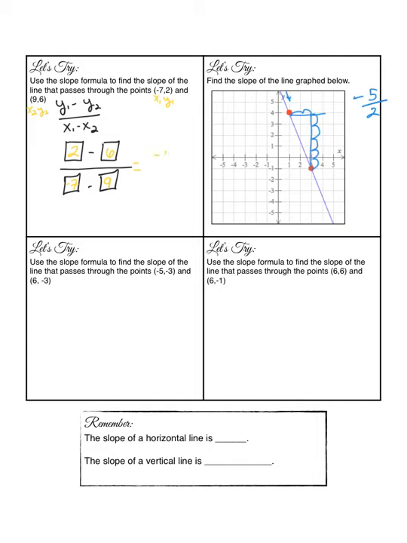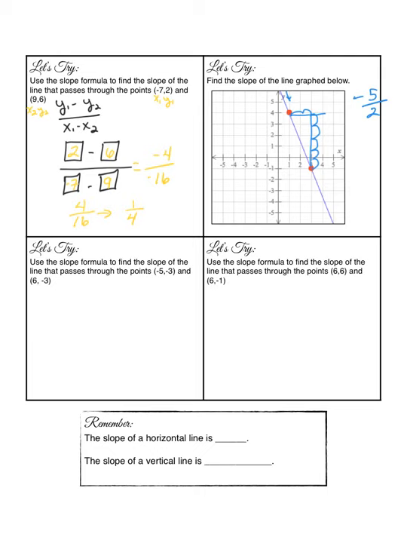2 minus 6 is negative 4. Negative 7 minus 9 is negative 16. Well, they're both negative, so that means it's a positive 4 over 16, but we reduce it to 1 over 4. You need to know your multiples. You need to know your factors, guys. Okay?